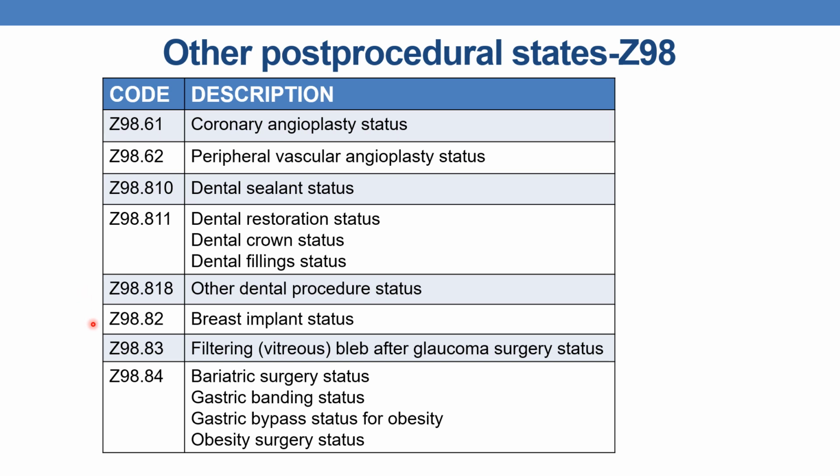The next is Z98.82. It deals with breast implant status. The next is Z98.83. It deals with filtering bleb after glaucoma surgery status. The next is Z98.84. It indicates bariatric surgery status or gastric banding status or gastric bypass status for obesity or obesity surgery status. Whenever the physician documents any of these, the code is Z98.84.